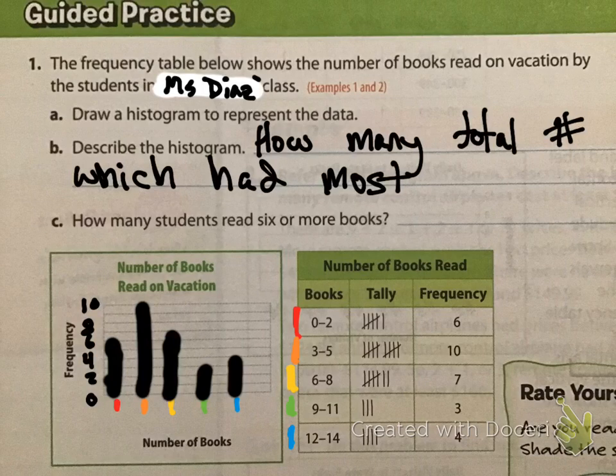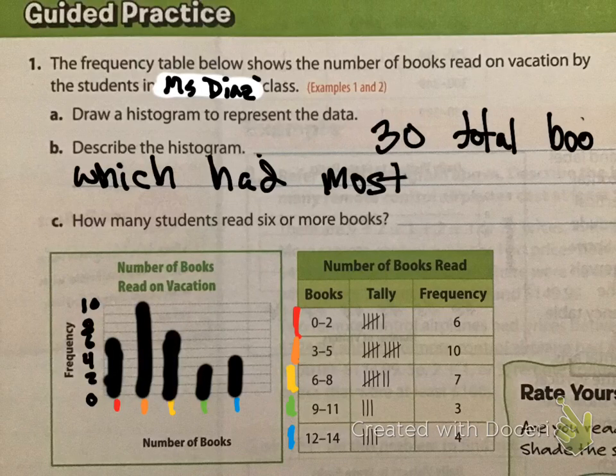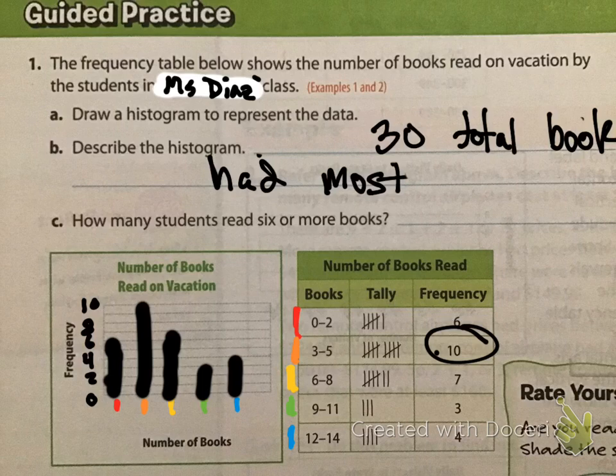Excellent. Look at that. Everybody said 30. So what I would say is there was 30 total books. And then which column had the most books? So now I want everybody to type it in, but don't hit enter. Excellent. Everybody should have known it is the 3 to 5 range because we see that's the one that had 10. So 3 through 5 had the most. So that was what it was.